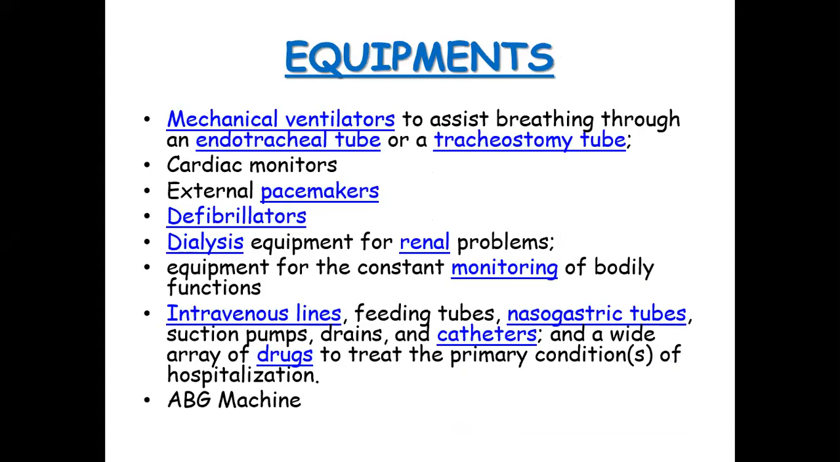The most important equipment needed at a surgical ICU are mechanical ventilators, through which breathing is provided to patients who cannot breathe on their own. It can be provided through endotracheal intubation or through tracheostomy tubes. Cardiac monitors are mandatory. Sometimes in some ICUs, external pacemakers are inserted if the person needs them, or there is a clear indication.